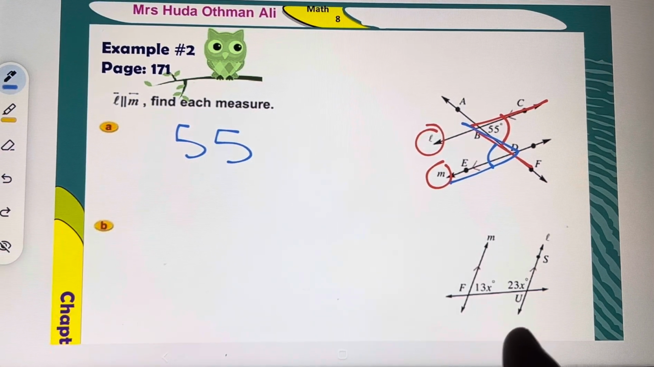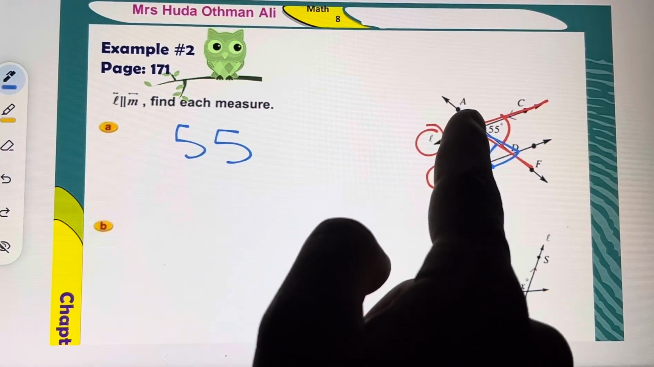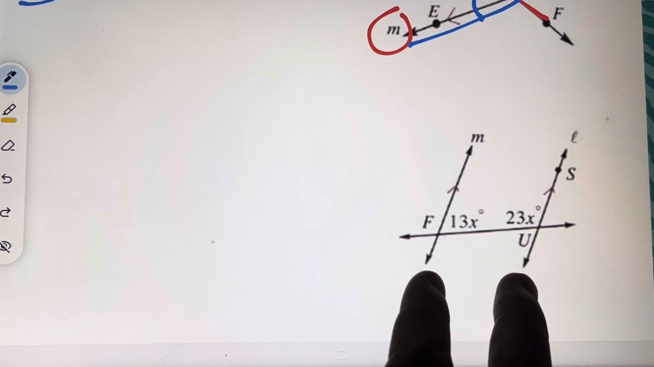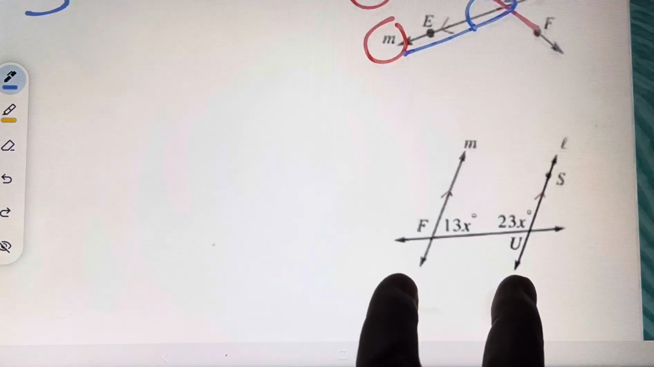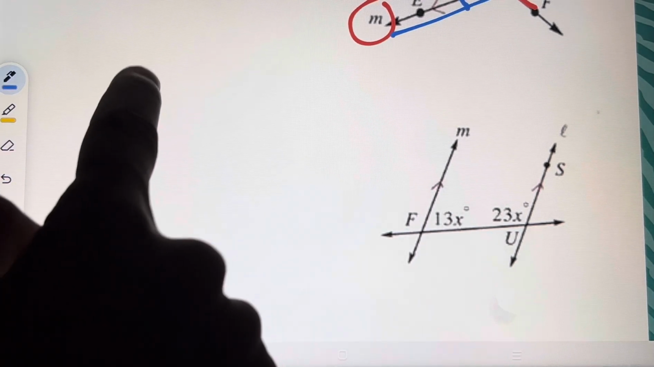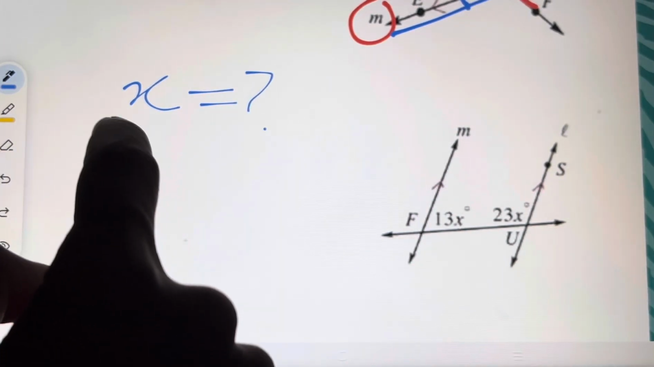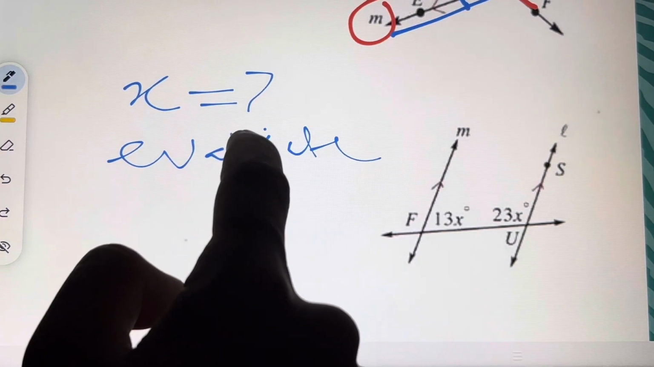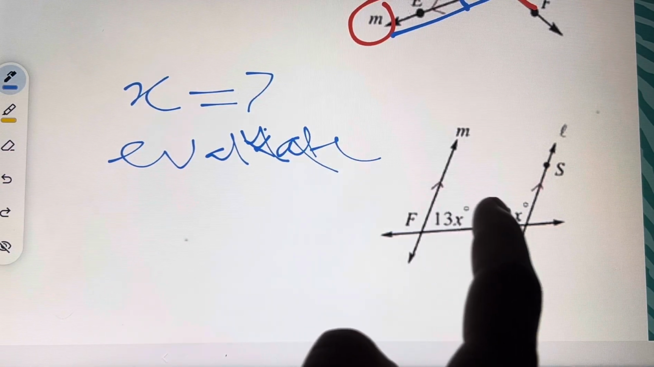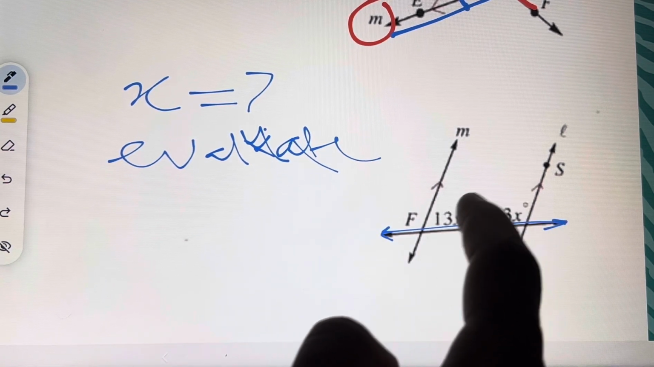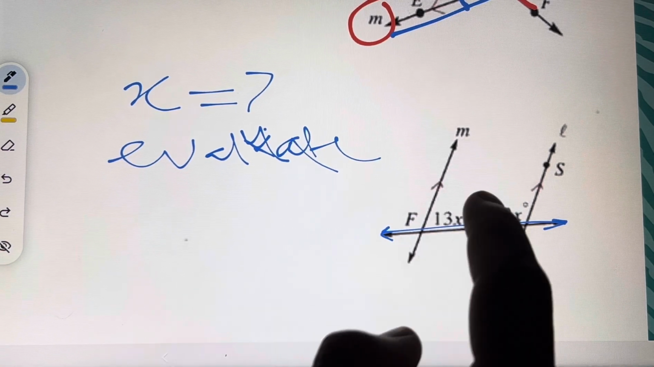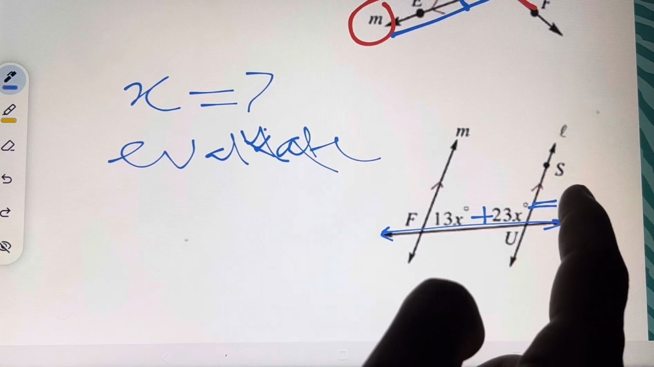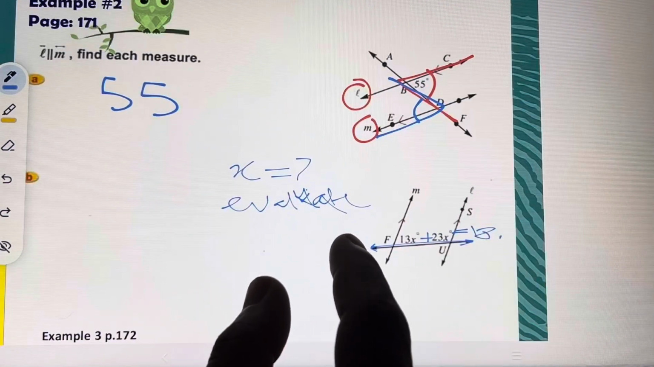Now take a look here. So here for A, they were called alternate interior angles. Okay, take a look at this example. The question is asking you to find each measure, not find x. But the first step, I have to find x, and then I have to evaluate for x, whatever I get. Now, in here, they're both on the same line, and there's no angle between them. So I'm going to say 13x plus 23x is going to give me how much? 180. Let's start solving it, students.